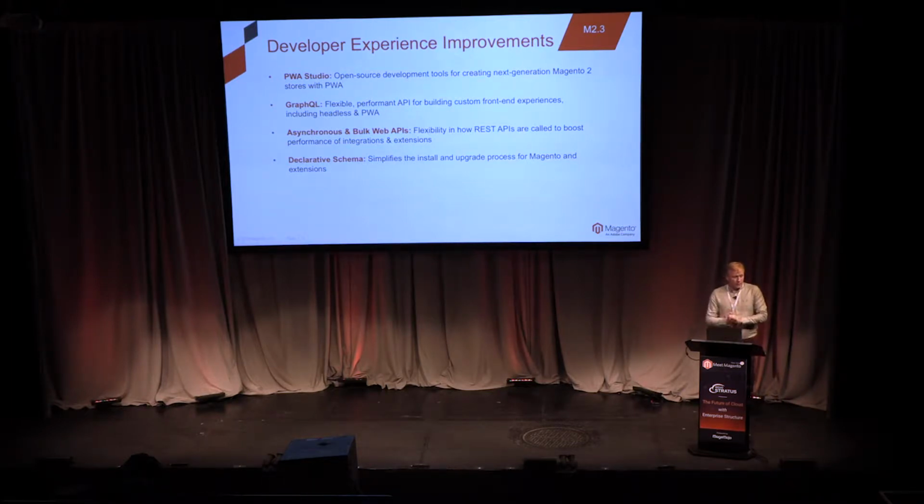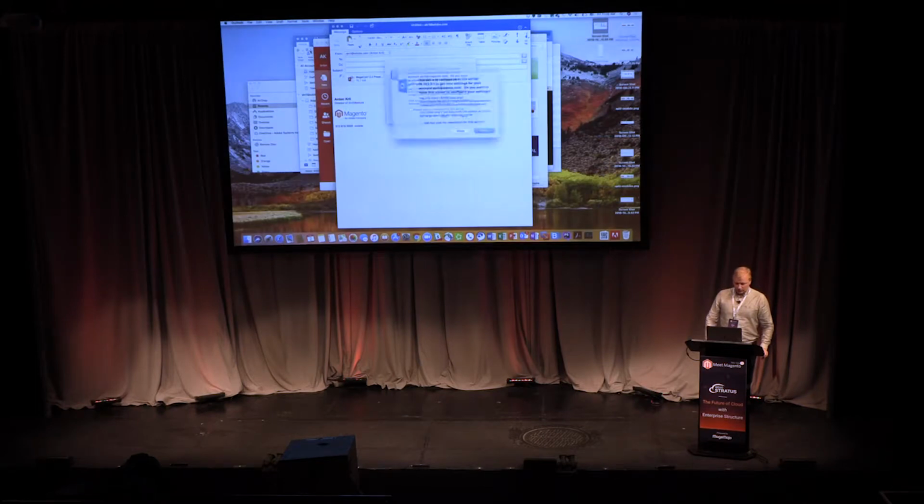Asynchronous and bulk web APIs. It's a thing I wanted to have in Magento for a long time. APIs that allow you to create 100 products in one web request and to ask Magento to execute this operation, any operation that is exposed through the web API, asynchronously. And declarative schema, one more thing that we've discussed for years already, that I believe will improve and simplify the upgrade experience.